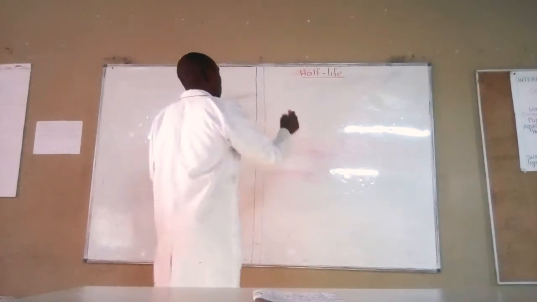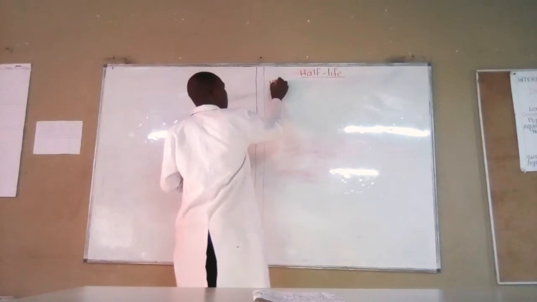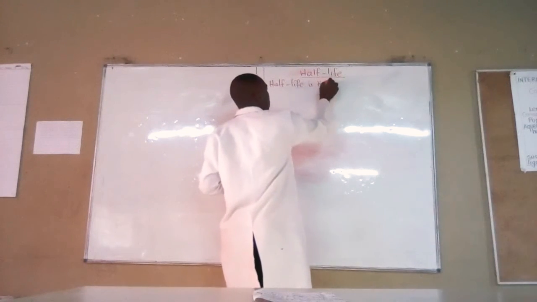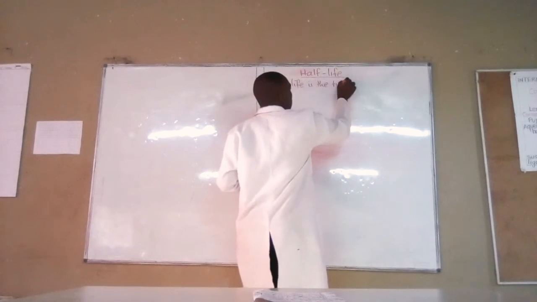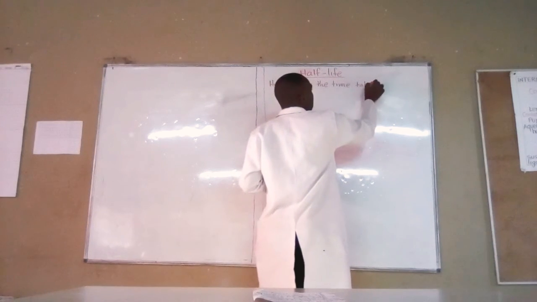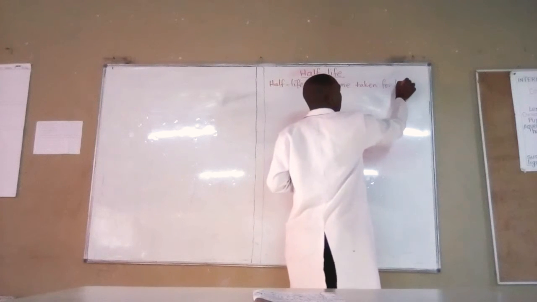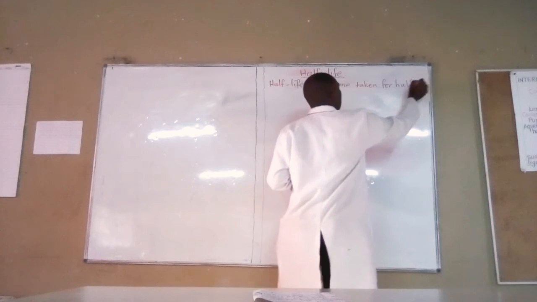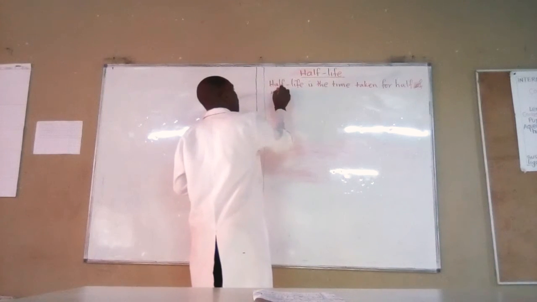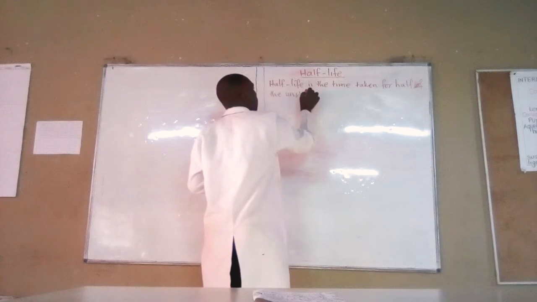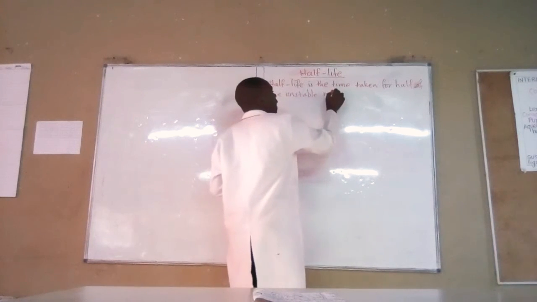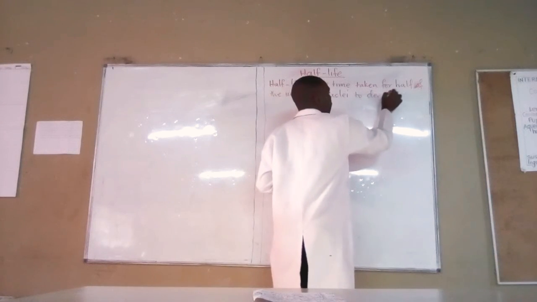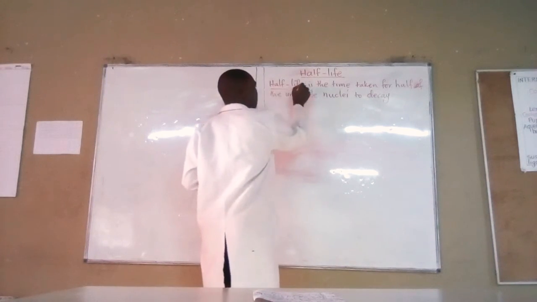So that is half-life. Half-life is the time taken for half of the unstable nuclei to decay. So that is half-life.